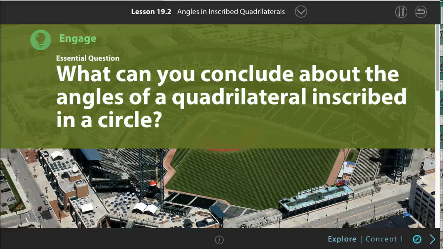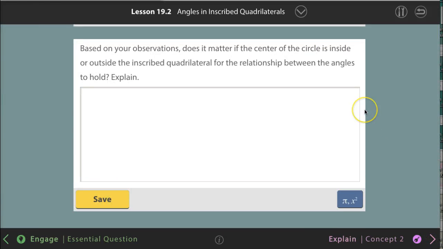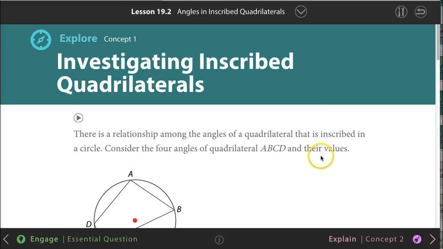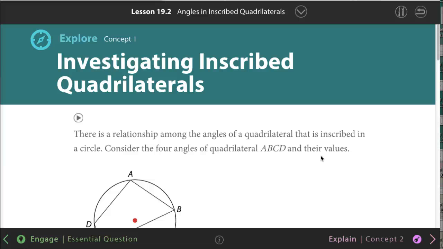Alright, so now we're moving on to 19.2. Here's our essential question. What can you conclude about the angles of a quadrilateral inscribed in a circle? Lucky for you, our lessons are easy again, but first there's gonna be a lot of vocabulary words, right? So, first of all, you have to know what inscribed means, right?